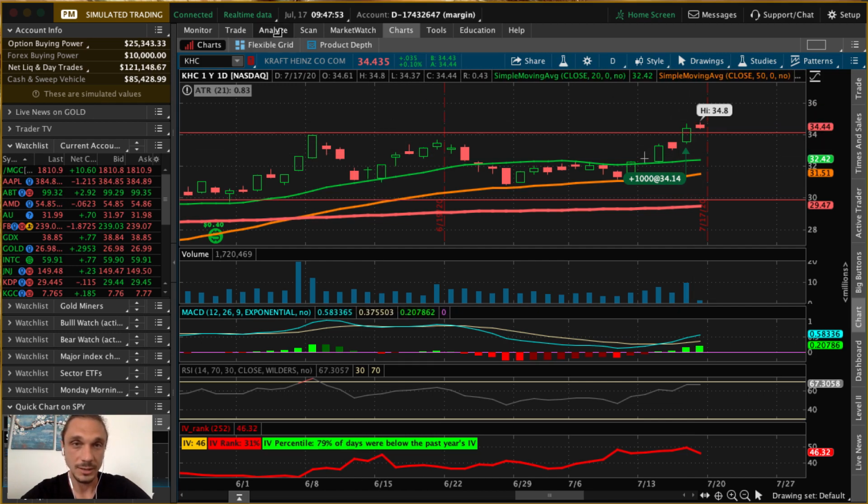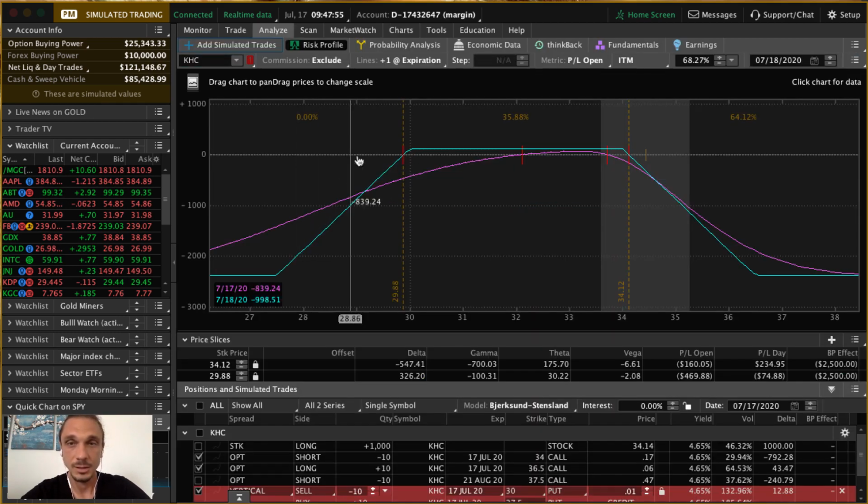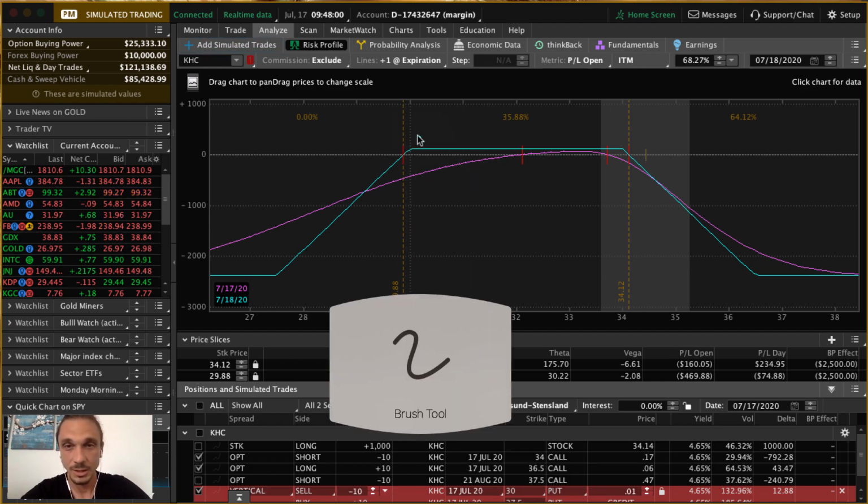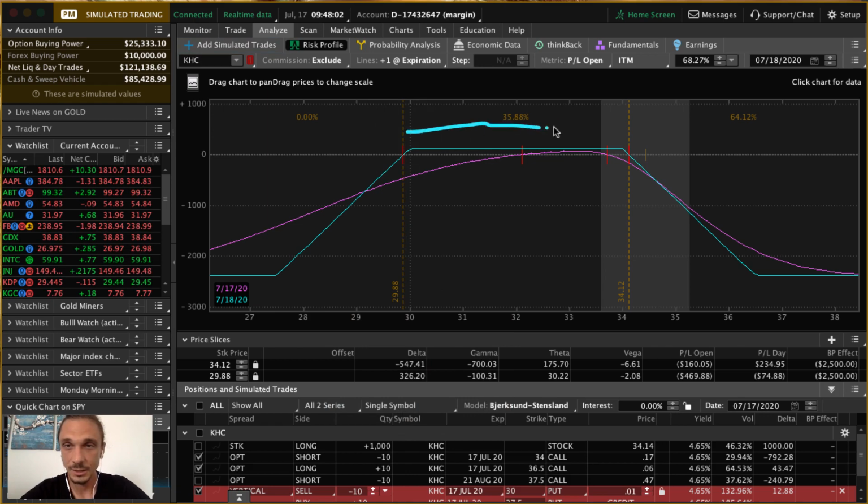So let's go to the Analyze tab and see the condor. Here you can see clearly what happened. I was assuming that the condor would stay in this area, from here to here. The price of the stock would stay here and never leave this side or this side of the trade. And I was right in the middle, riding in the middle, maybe a little bit on that side for a longer while. But then KHC decided to go up and left that range, which is not so cool for me.